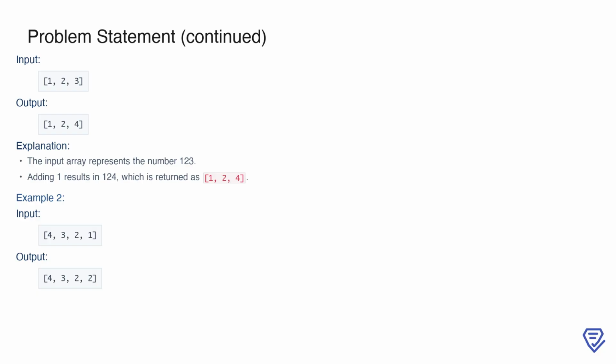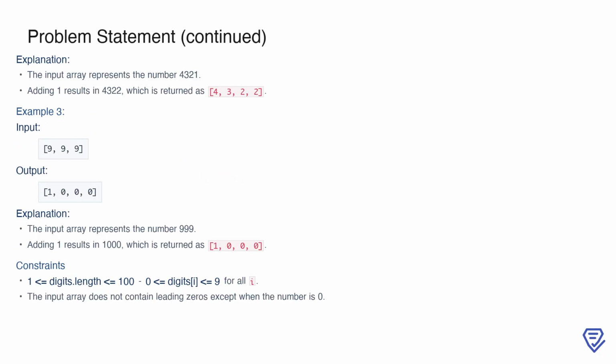2, 4. In another example, the input is 4, 3, 2, 1, which represents the number 4321. Adding 1 to this number gives 4322, so the output is 4, 3, 2, 2. Notice that the array structure remains consistent, with each digit occupying its own position.